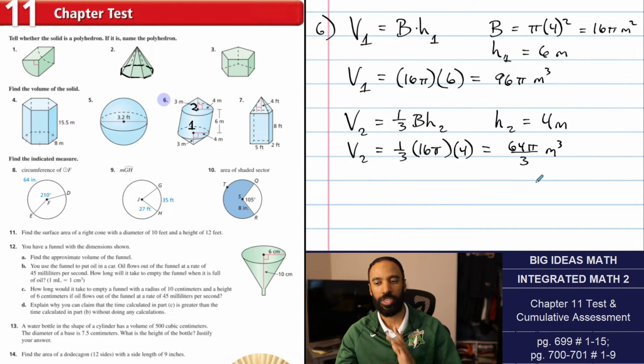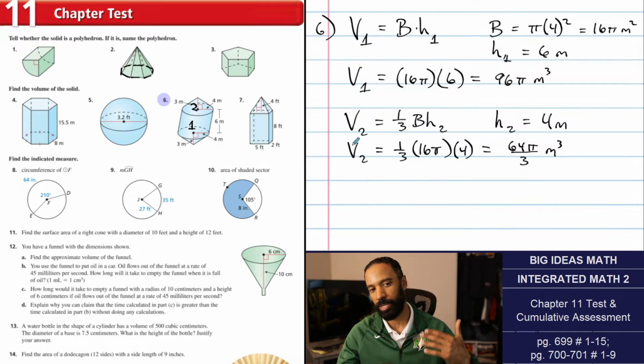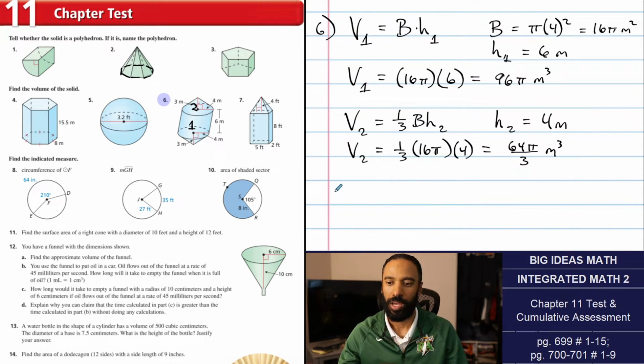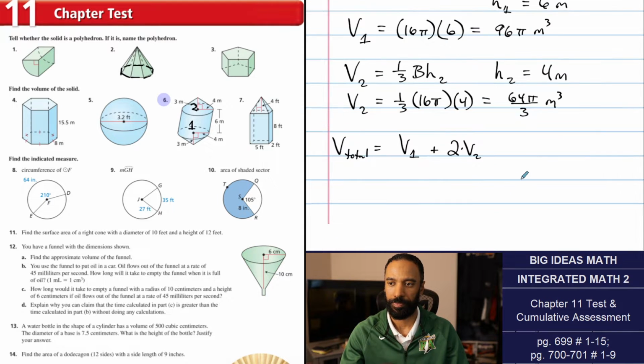We'll get to there. Here's the thing, though. We have to double that volume because there are 2 cones. So I could have put 2/3 this whole time. Work that out. But that's okay. So the volume of the total of this whole composite solid will be the volume of the cylinder plus 2 cone volumes. So we are going to get 96 pi plus 2 times 64 pi over 3.